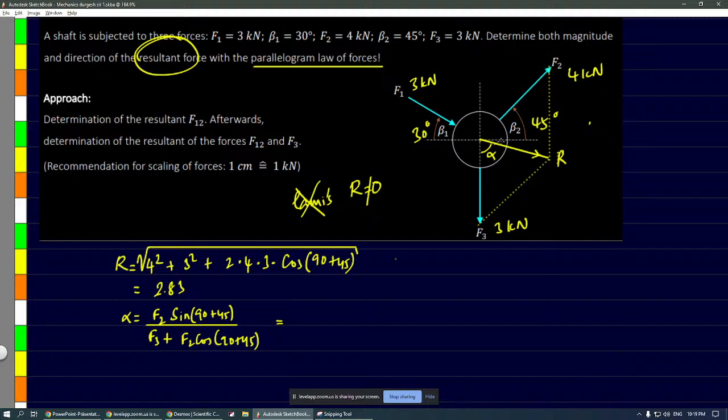Okay. So the best method here would be to use the components method.